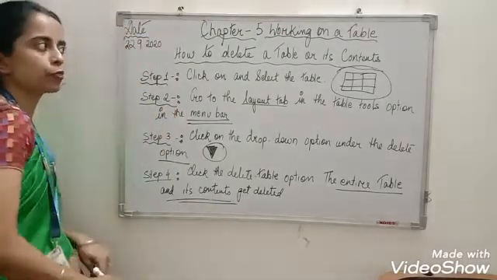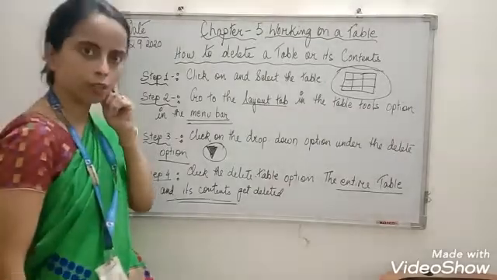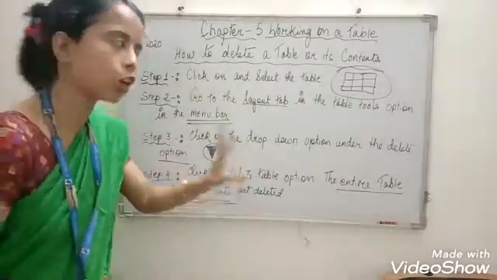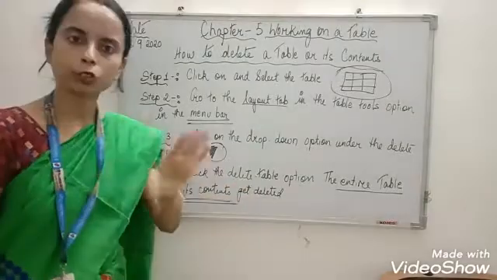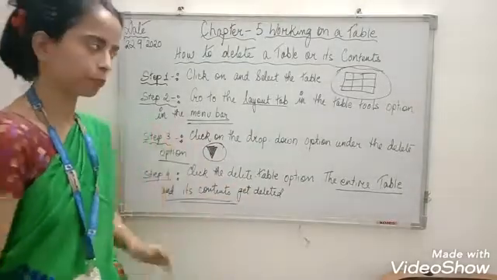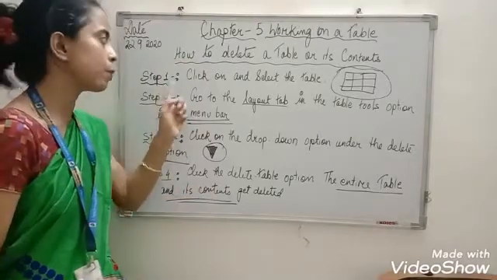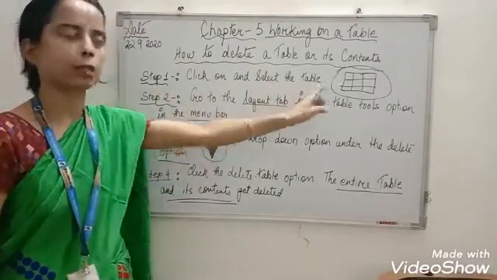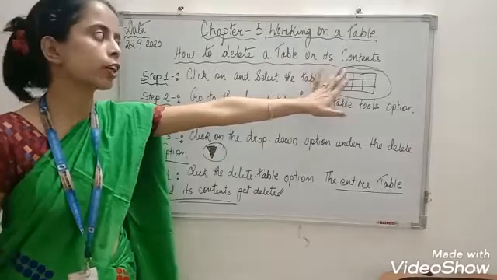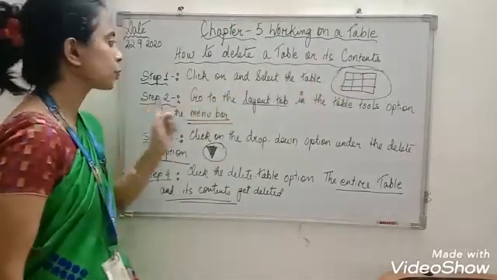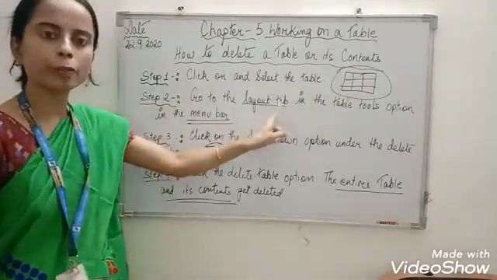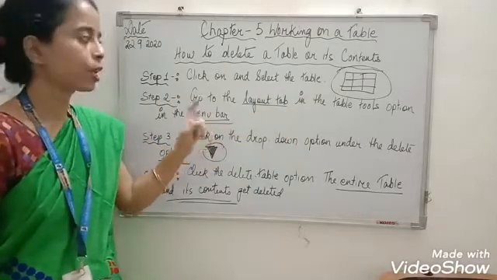Suppose you have created one table and written content there also. Now you don't want that table and you want to delete it. So how are you going to delete it? These are the steps. Step number 1, click on and select the table. Suppose this is the table, click on it and select it. Step 2, go to the Layout tab. Where will you get the Layout tab? In the menu bar.